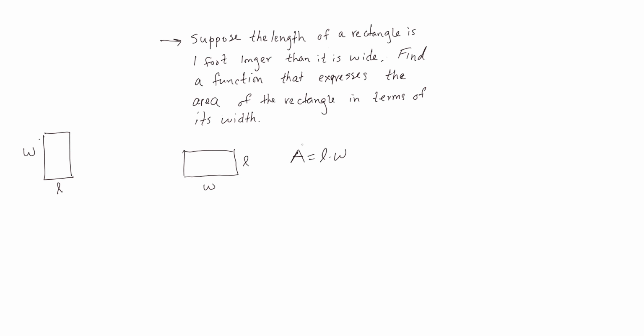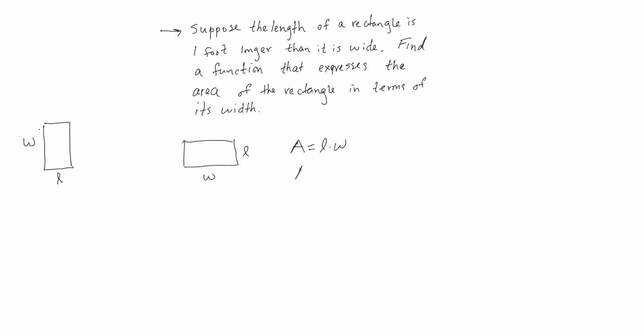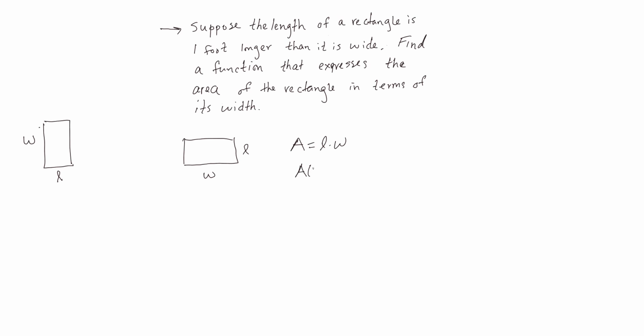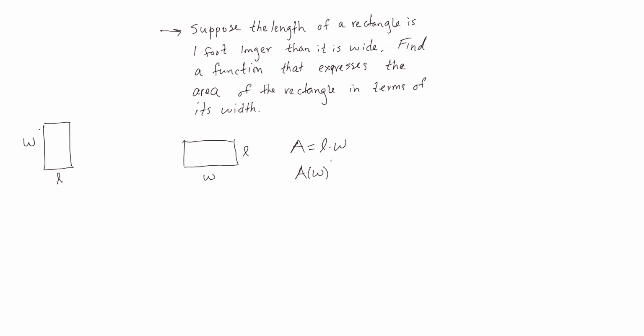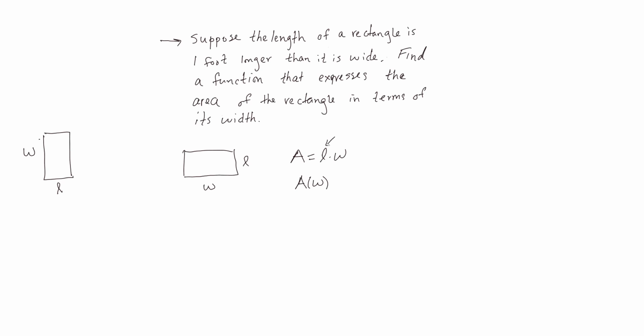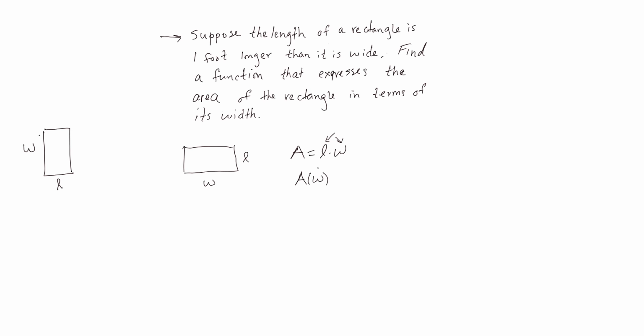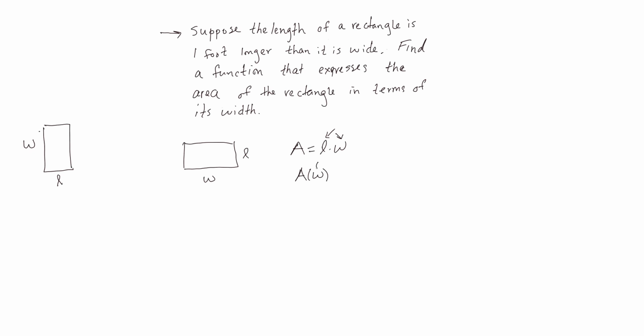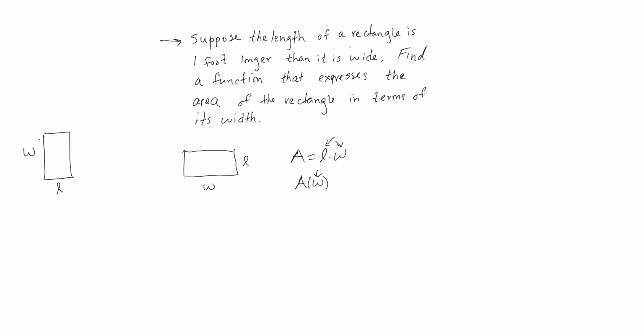We are not quite there though, because the goal of this problem is to find what would be the area in terms of the width only. Right now we have two different variables that the area is depending upon. We need to write this as the area depending upon width only. So we need to look for some condition. Is there a condition in this problem that would let us relate the width to the length? Yes, there is. That is to be found right here.